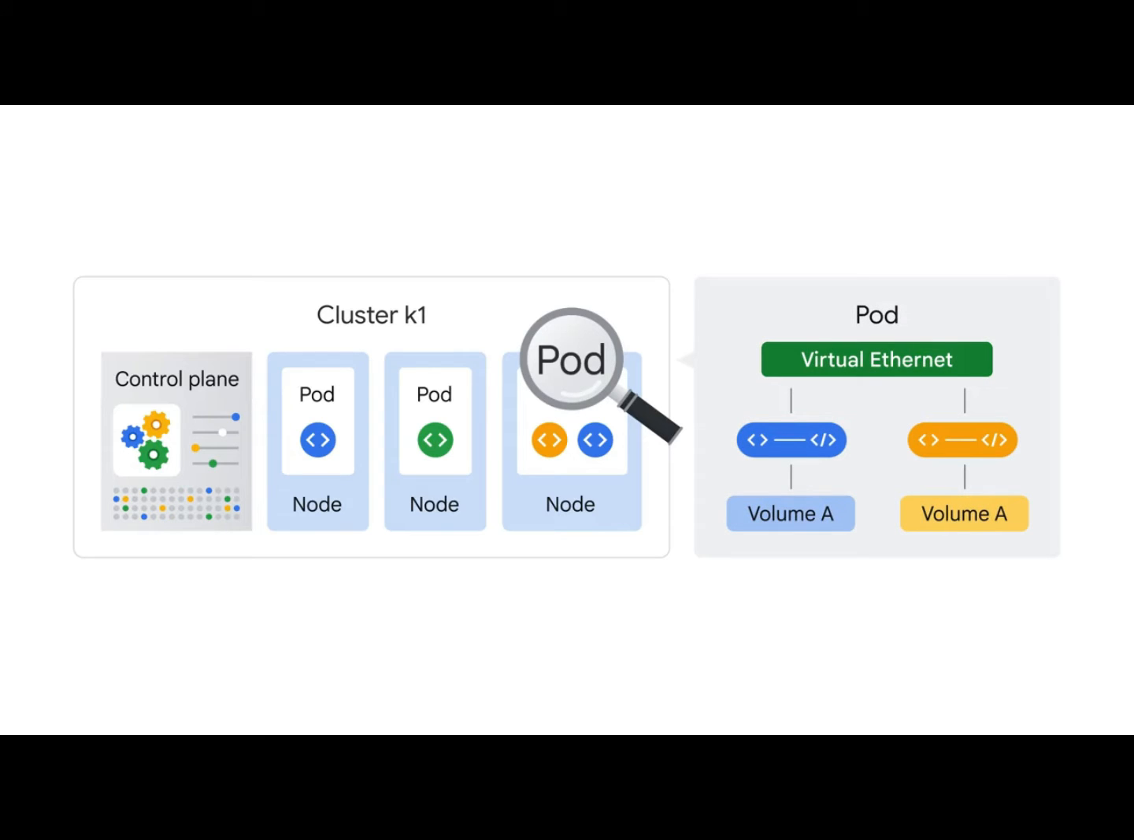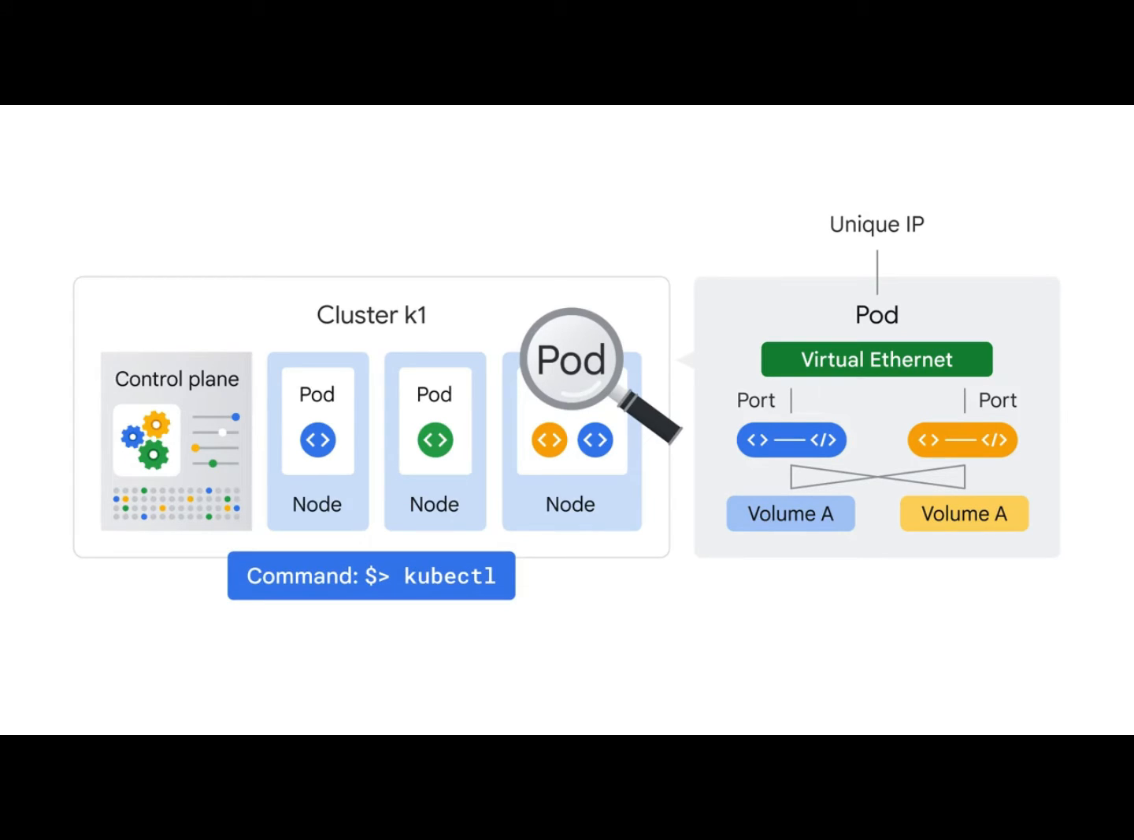But if you have multiple containers with a hard dependency, you can package them into a single pod and share networking and storage resources between them. The pod provides a unique network IP and set of ports for your containers and configurable options that govern how your containers should run. One way to run a container in a pod in Kubernetes is to use the kubectl run command, which starts a deployment with a container running inside a pod.